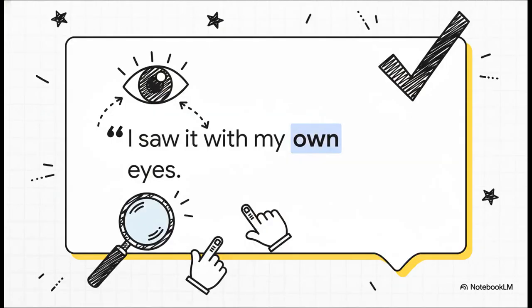For example, listen to this sentence. I saw it with my own eyes. I could just say, I saw it with my eyes, but adding the word own adds so much more force to it. It really emphasizes that I saw it myself and no one else. Another common one is very, as in, that is the very man I was talking about.